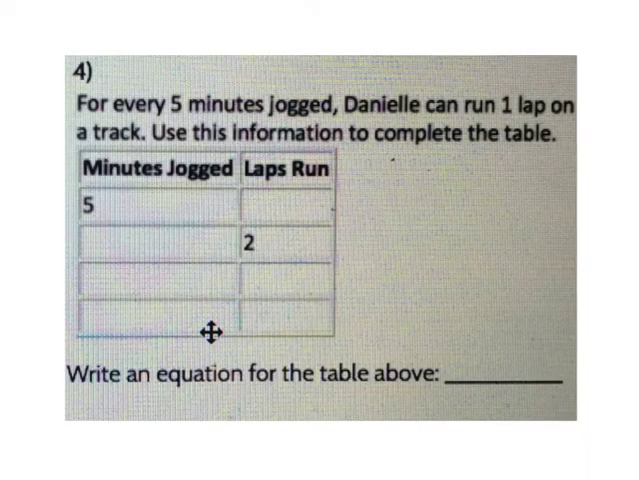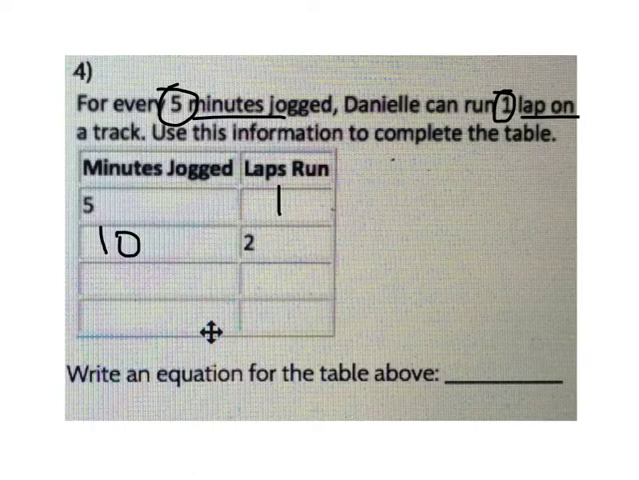For every 5 minutes jogged, Danielle can run 1 lap on the track. Use this information to complete the table. So if she's jogged for 5 minutes, how many laps has she run? She's run 1 lap. Well, if she's run 2 laps, how many minutes has she jogged? She's jogged 10 minutes. On the bottom, you could fill in any ratio that you'd like that is equivalent to 5 to 1 or 10 to 2.